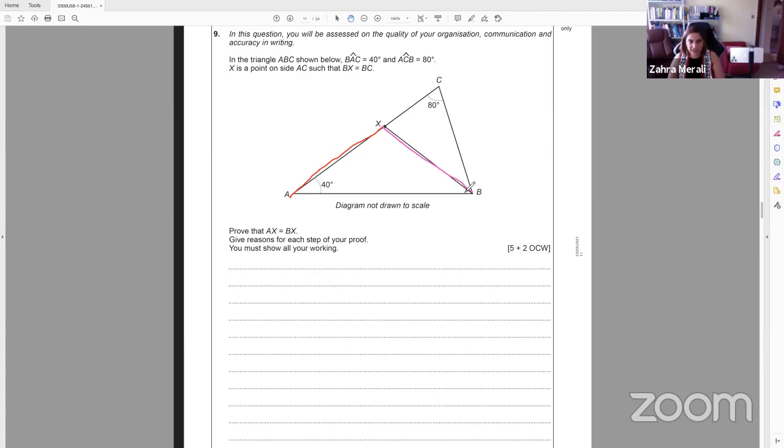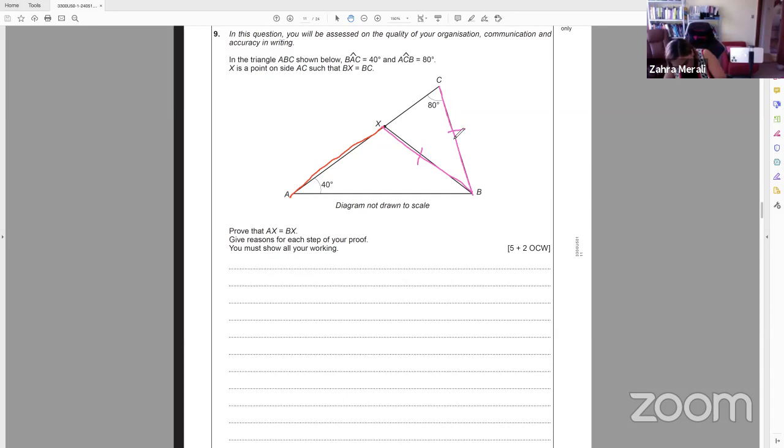We're told that BX equals BC. So this line here, BX, which is in pink, is also the same as this line here. So we know straight away that's an isosceles triangle. These two lengths are the same, and those lines represent them being the same. If they're the same, we know the base angles are also the same.